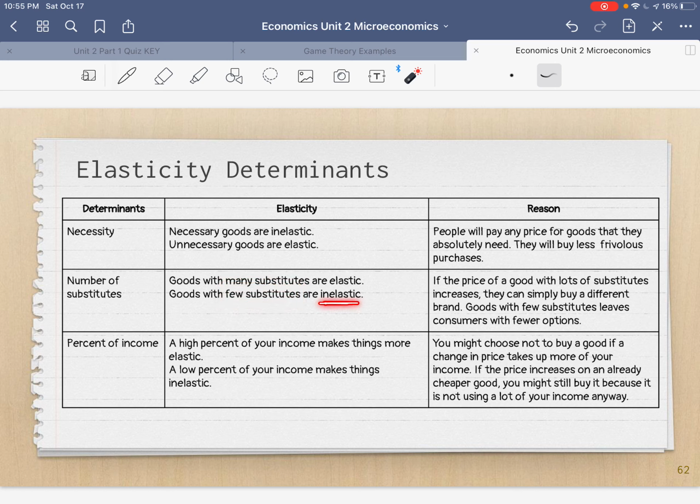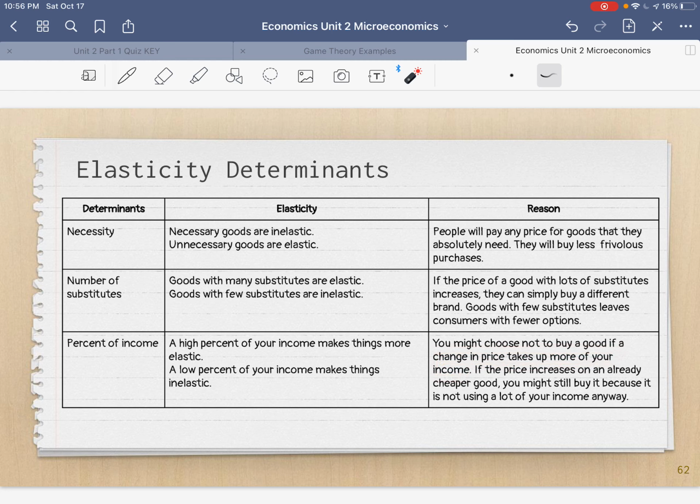So that makes it inelastic, okay? And the last determinant is the percent of income. This one's the hardest to understand, so I'm going to try and give you some examples. A high percent of your income makes things more elastic, and here's the reason. You might choose not to buy a good if the change in price takes up more of your income.